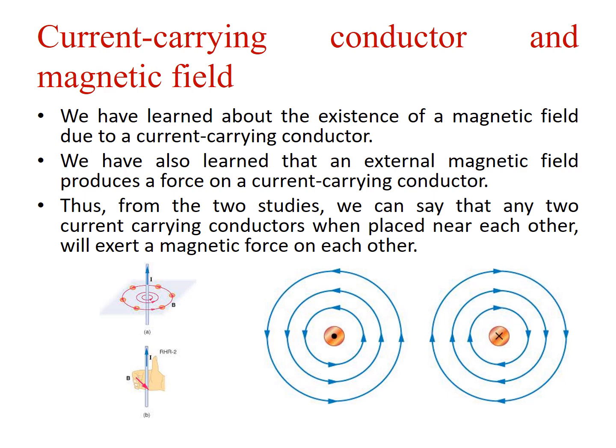Current carrying conductor and magnetic field. We have learned about the existence of a magnetic field due to a current carrying conductor. We have also learned that an external magnetic field produces a force on a current carrying conductor. Thus, from the two studies, we can say that any two current carrying conductors, when placed near each other, will exert a magnetic force on each other.